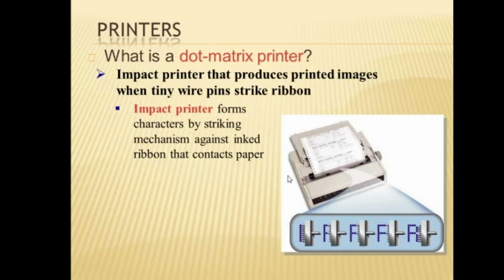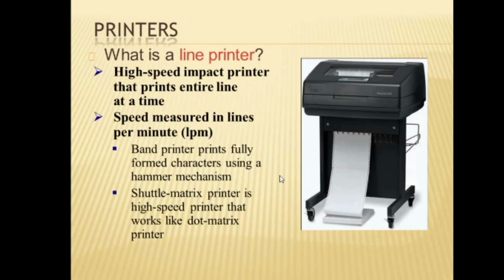It is an impact printer that produces printed images when tiny wire pins strike a ribbon. An impact printer forms characters by a striking mechanism against an inked ribbon that contacts paper.